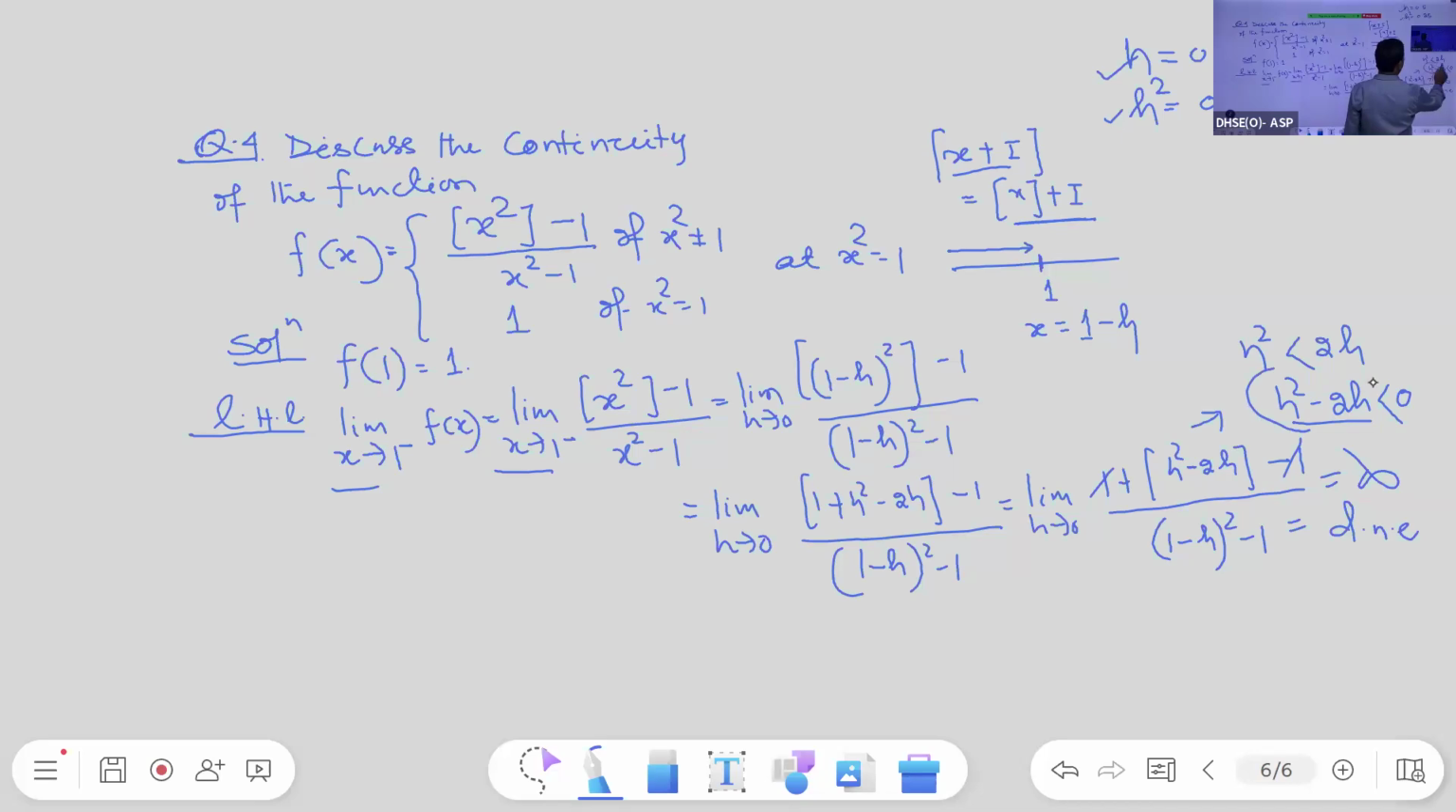If this quantity lies between -1 and 0, its greatest integral value will be -1. So when h approaches 0, the numerator approaches -1 and the denominator approaches 0. So the total value approaches negative infinity. Total value approaches minus infinity. So we can say that the limit of the function doesn't exist.